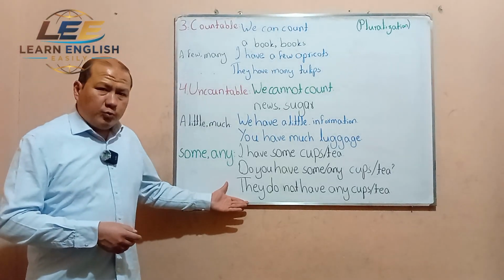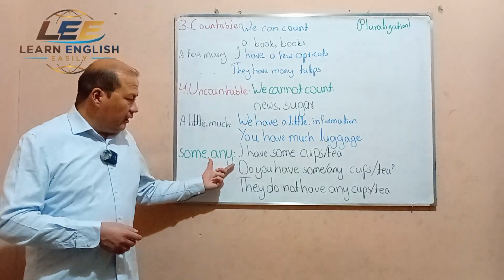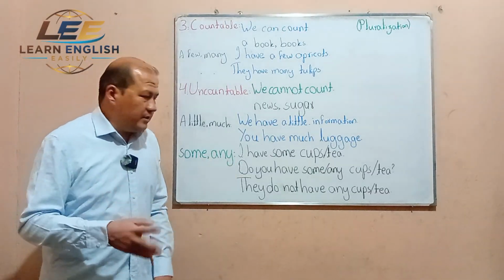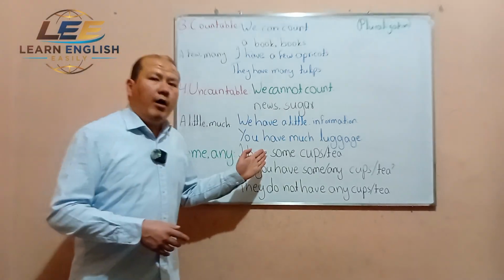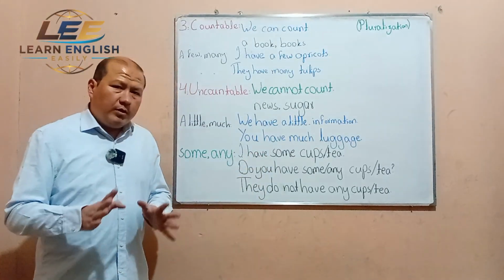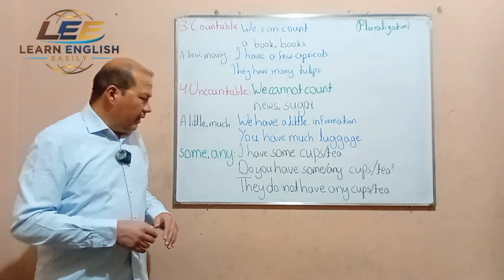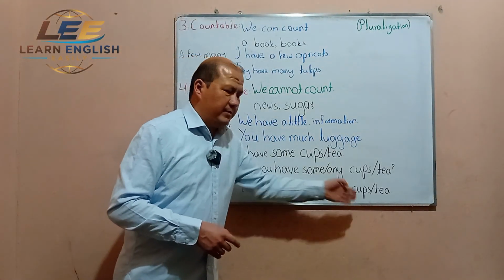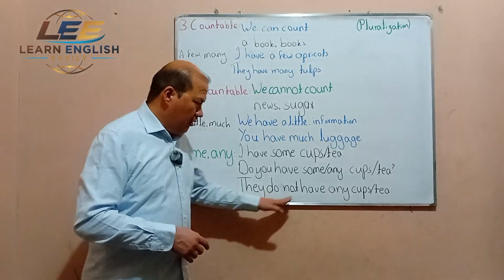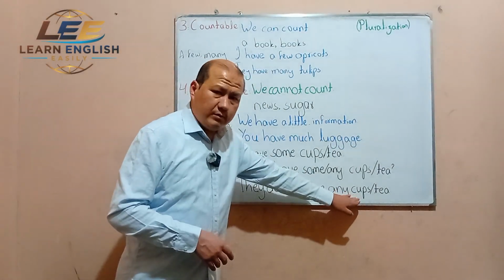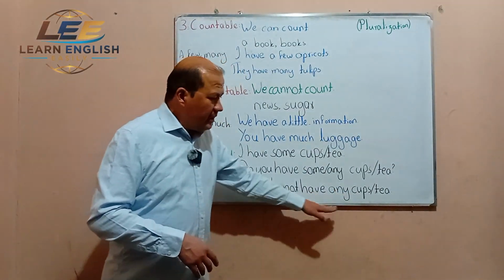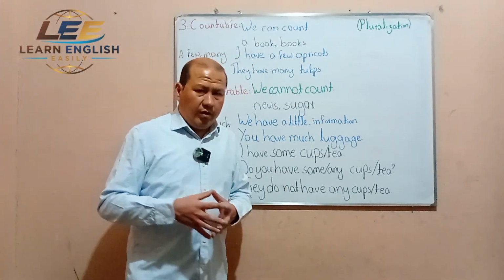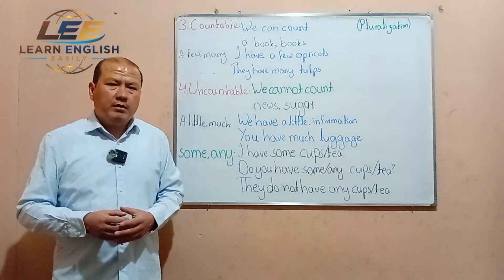Negative sentence, the last one that I have got for you. In negative, we can only use what? Any. I cannot use some in negative sentence. The same case, I cannot use any in positive. So in negative sentence, we only use any. Example, they do not have any cups. Cups, countable. They do not have any tea. Tea, uncountable. So I can use any with both countable and uncountable nouns.